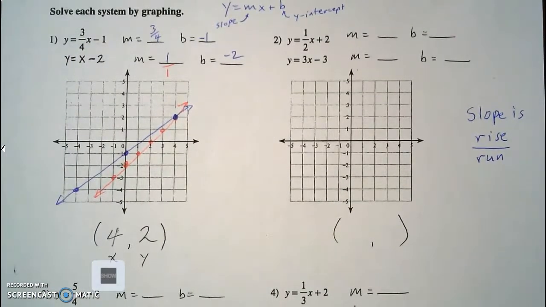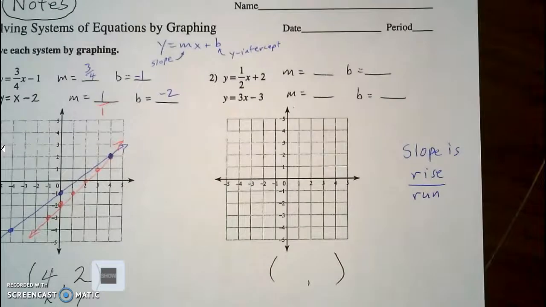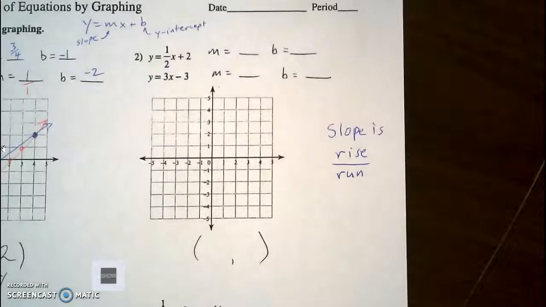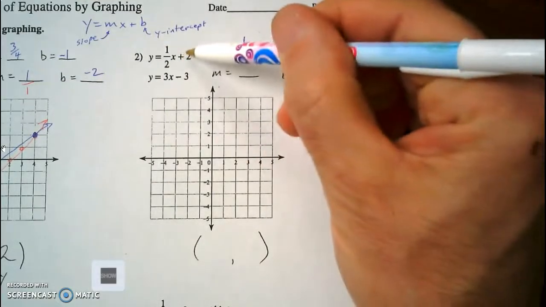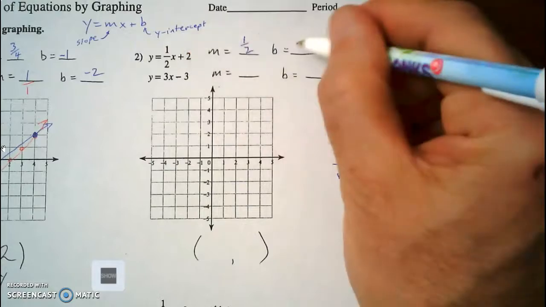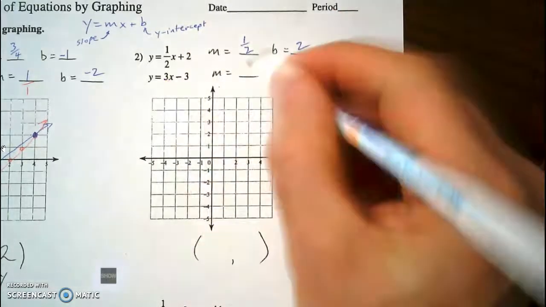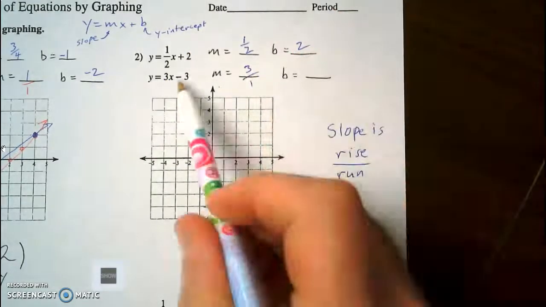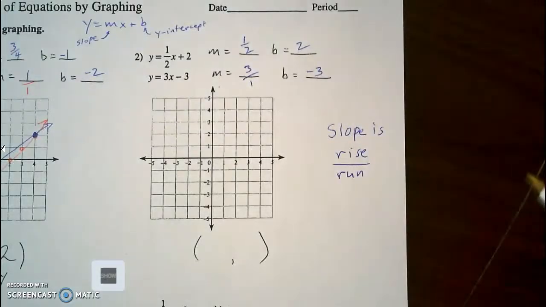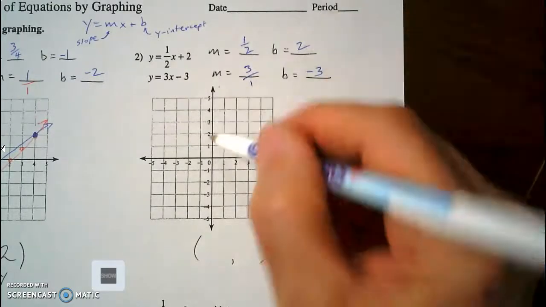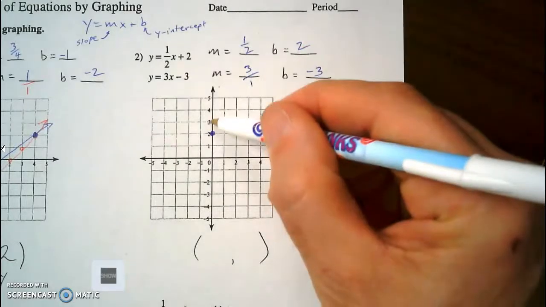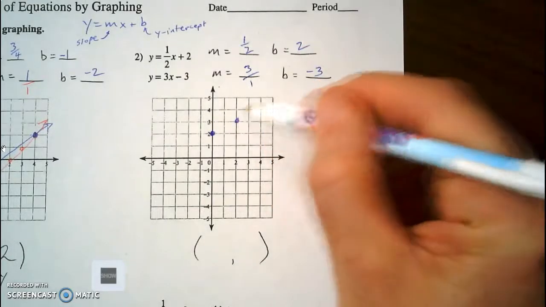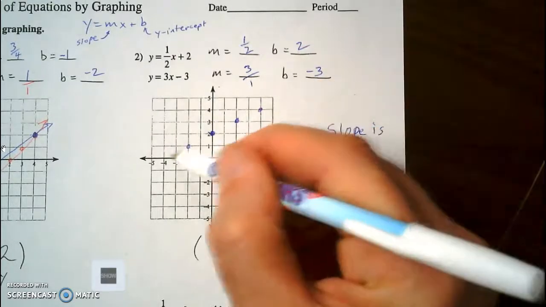So let's try one or two more. That's essentially what we have to do. So same here. You can even pause and work ahead. I say that frequently. Slope is 1/2. The y-intercept is 2. Slope is 3. And I'll just put it over 1 right now. The y-intercept, -3. Okay, so go to the y-intercept 2. From there, up 1, right 2. Rise 1, run 2.